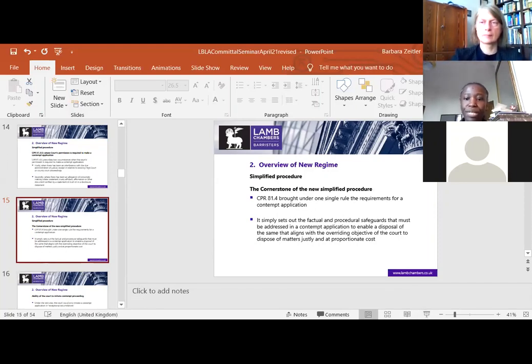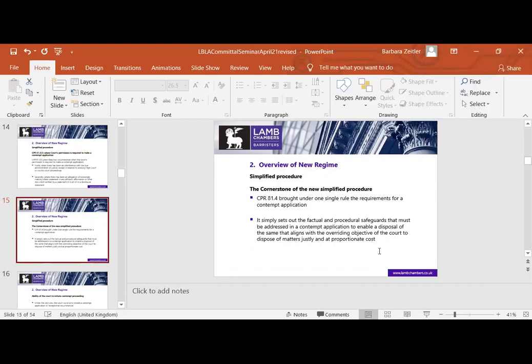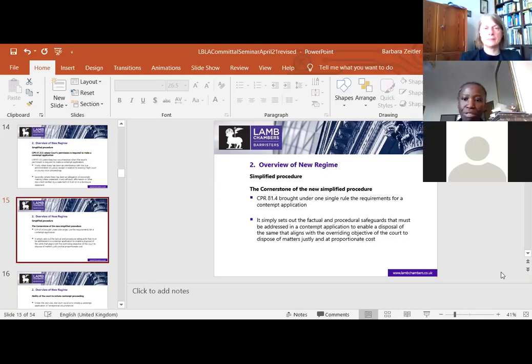CPR 81.4 has also brought under the rules a single requirement for contempt applications. The Civil Procedure Rules Committee, I think, in its consultation paper on the rules change, described the new CPR 81.4 as the cornerstone, actually, of the new rules. It simply sets out the factual and procedural safeguards that must be addressed in a contempt application, and to enable its disposal in a manner that aligns with the overriding objective. And that really is just to dispose of matters justly, fairly, and at a proportionate cost.